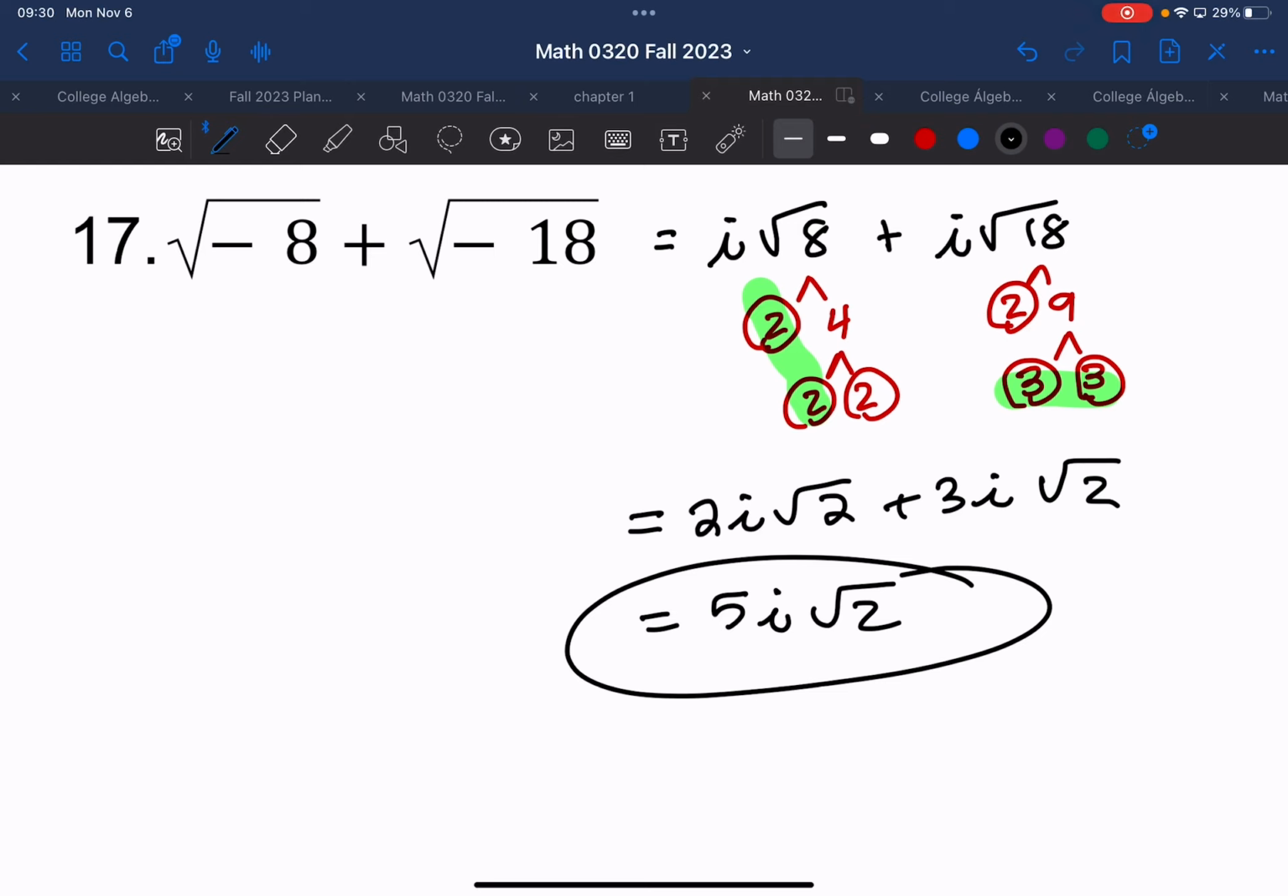Okay. But again, this number is not complex. It's completely what? Imaginary. Okay.